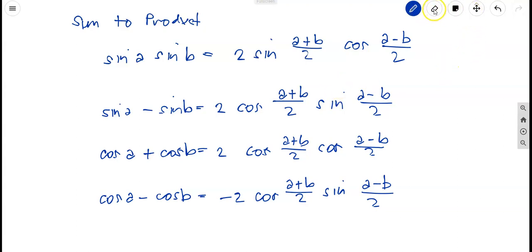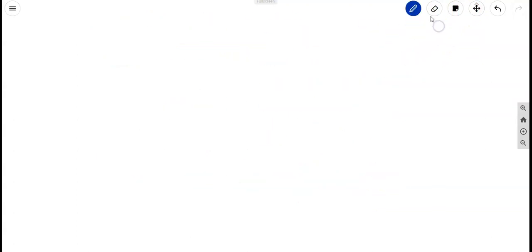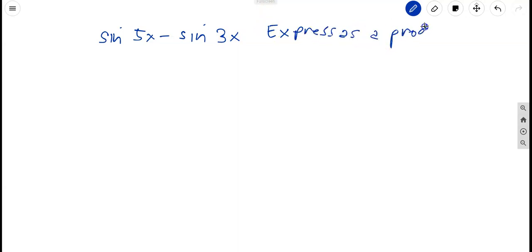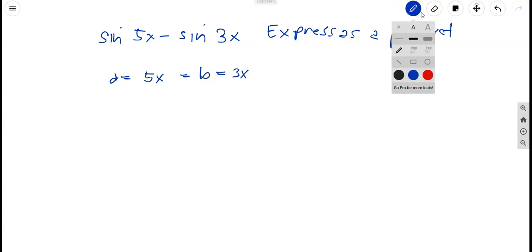Number one example, we have sine 5x minus sine 3x. We have to express this as a product. So what you're going to do now is let A be equal to 5x, and then B is equal to 3x.